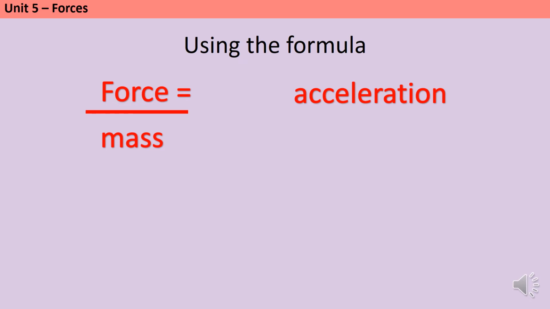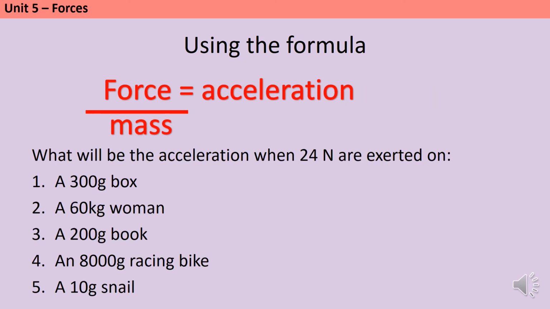So to work out the acceleration, I'm going to take the force in newtons and divide it by the mass in kilograms. You're now going to use this rearranged equation to work out what the acceleration of these 5 objects are. Remember before you start to check that the mass in each instance is in kilograms, and if it isn't, you need to convert it by dividing by 1,000. Pause the video and write down an acceleration for each object.